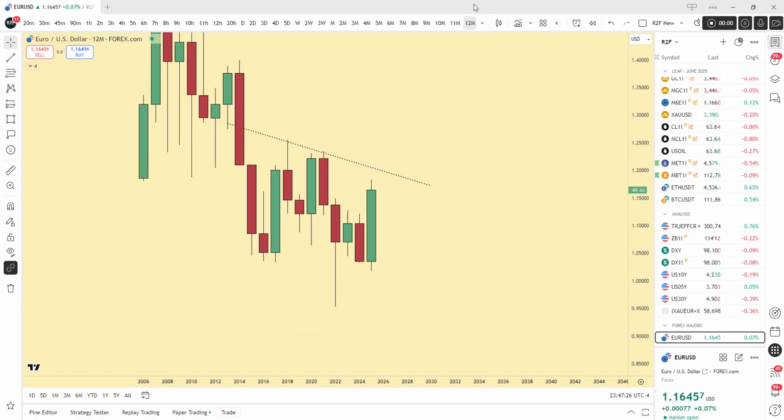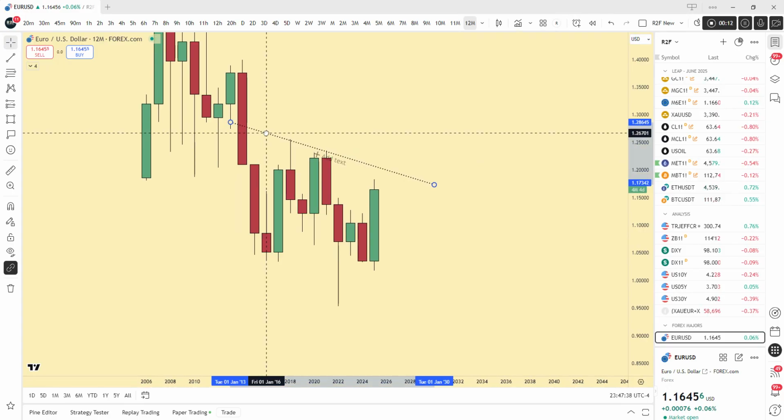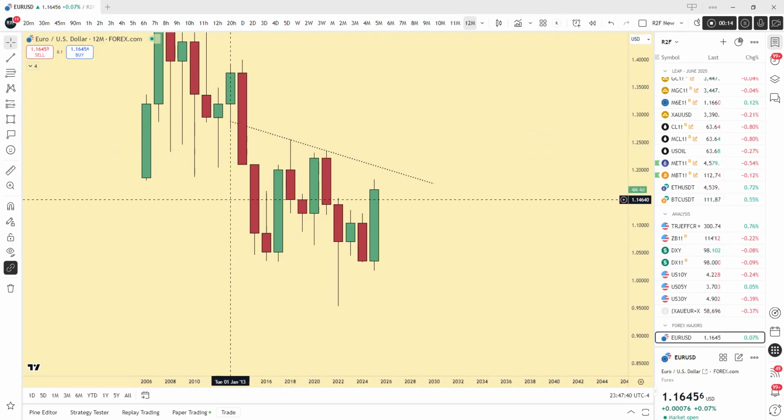Okay, I think it's about time to do an analysis on the euro dollar, and we'll do one for the DXY as well. So let's have a look again on the yearly chart.